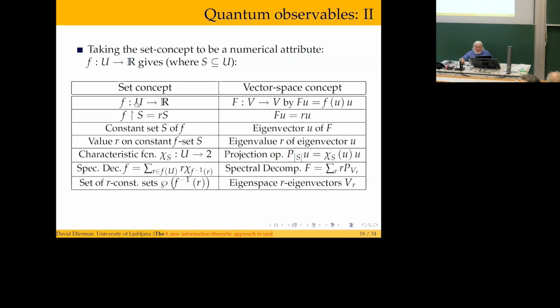It defines, remember, the values of U are a basis set. Now, when we go to the vector space version, the yoga says define the operator on the basis set as f of u times u. So that defines an operator because it's defined on a basis set. That's the correspondence that starts off between numerical attributes and real valued operators. In the vector space case, we have the eigenvector eigenvalue equation, that whatever satisfies this is an eigenvector of f, and r is an eigenvalue.